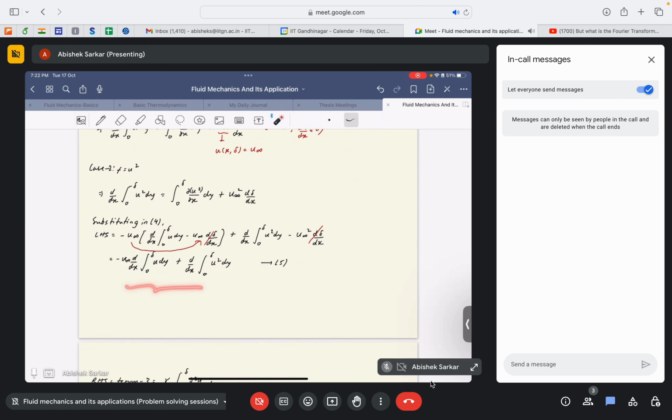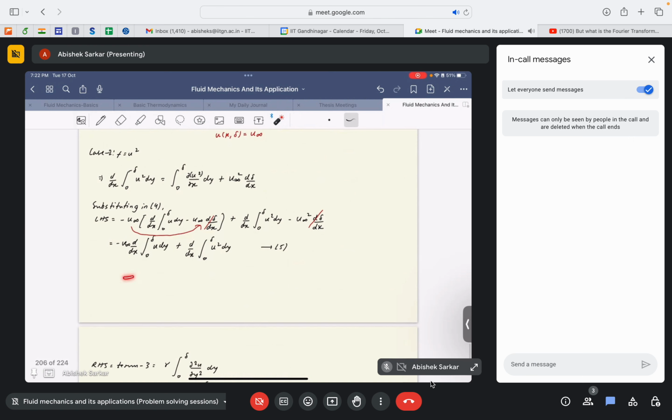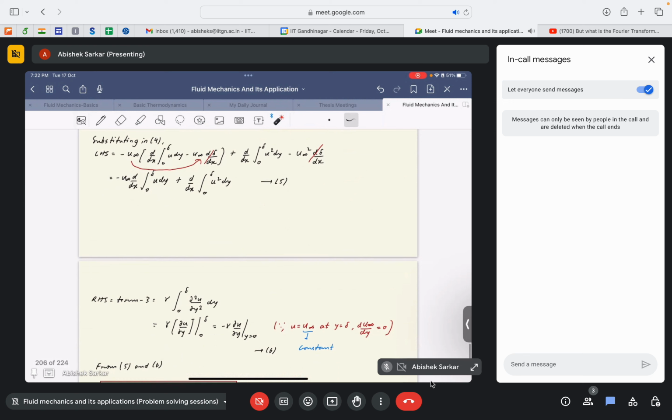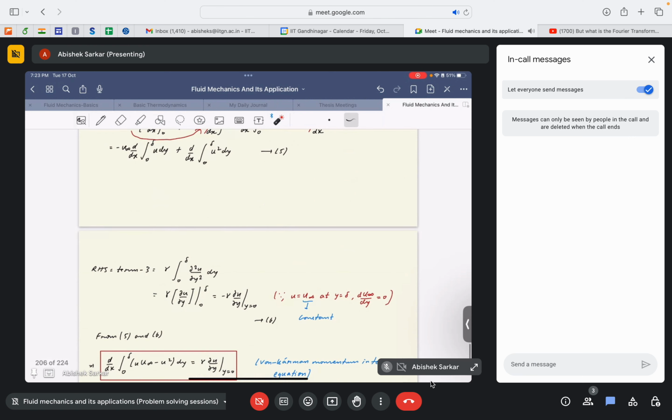Okay. So now see, remember that this equation is actually the LHS of the x momentum equation. Now we are still left with term 3, which is the right hand side of the x momentum equation. By solving that, we get that the third term, that is basically the right hand side of the x momentum equation, is reduced to this form.